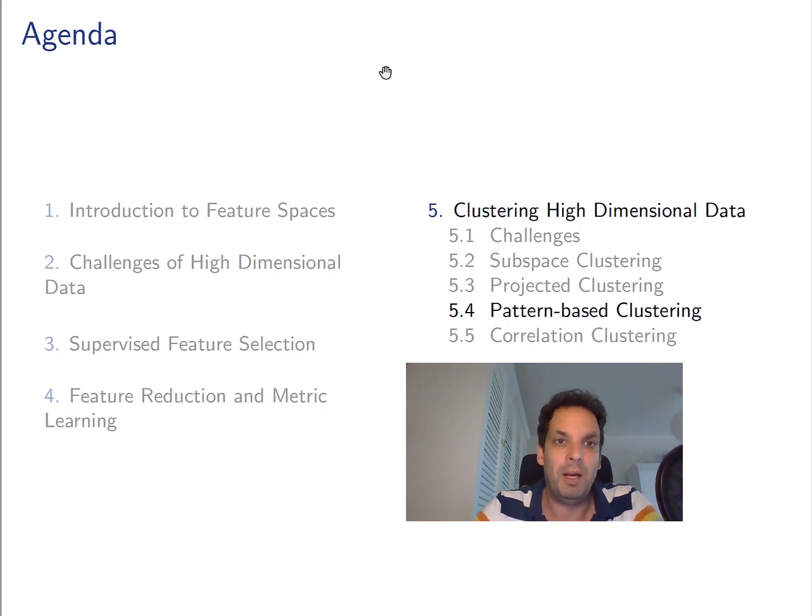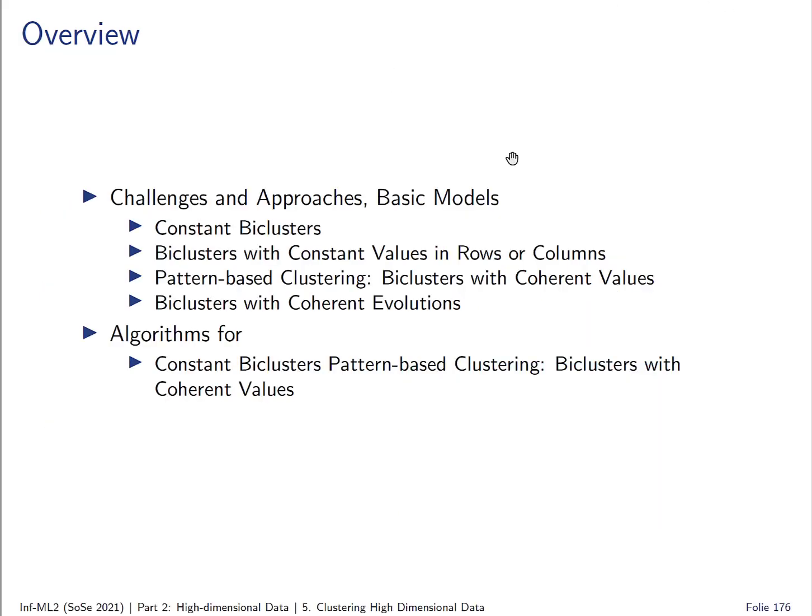So let's see what is the general idea here. First of all, we have a kind of overview. We will see what kind of approaches we have, and what kind of patterns we can explore in the data matrix. Those are the basic models here: constant biclusters with constant values in rows and columns, pattern-based clustering like biclusters with coherent values, and biclusters with coherent evolution.